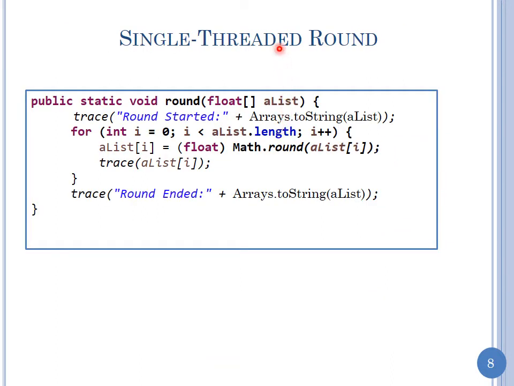So here's a single threaded round. And all it's doing is basically going through each element of the array and rounding it up and storing that in the same element. Okay, so it's overwriting the previous element. And it's also printing out a trace here just for demonstrating the algorithm. Okay.